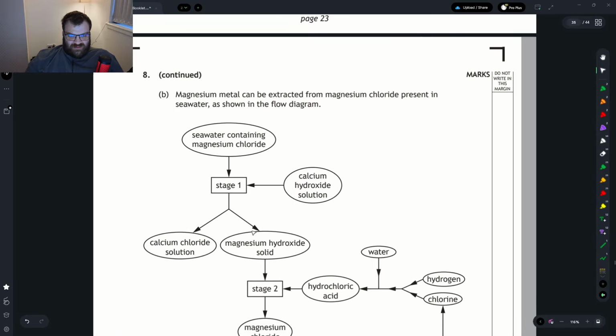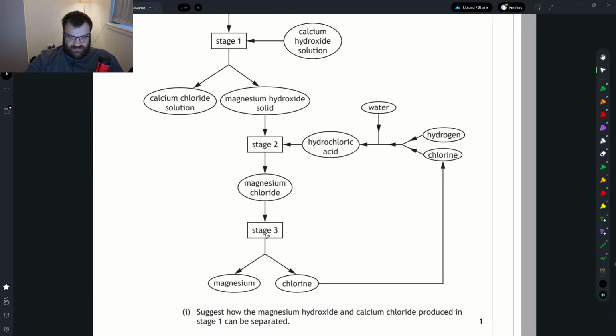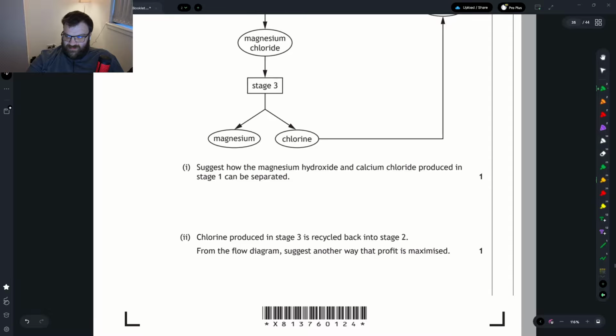In this one, we have got a flowchart, and we're asked to separate magnesium hydroxide and calcium chloride. Now, does it tell us anything about that? It does. We are separating a solution from a solid. And in order to do that, we can filter it. So filter paper in a filter funnel. So filtration.